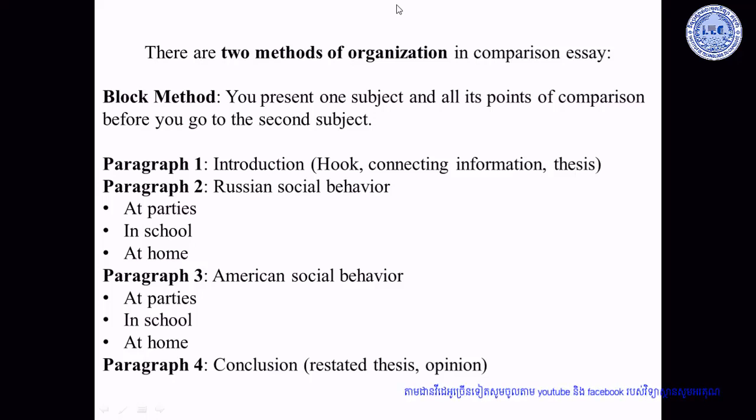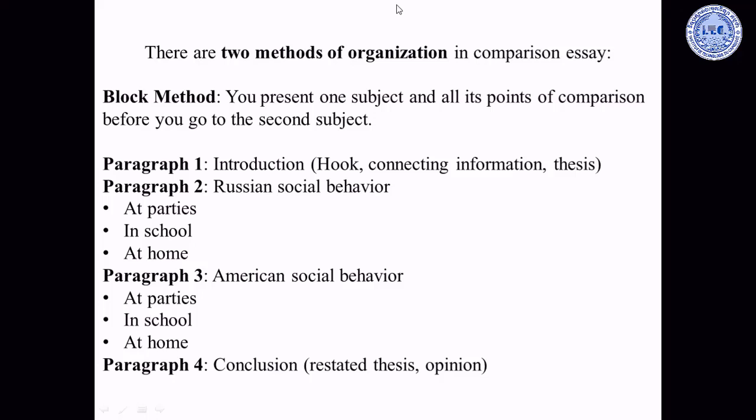Paragraph 3 is still a body paragraph. After we mention Russian social behavior, in paragraph 3 we have to mention American social behavior. At the same time, we have to mention its points in American social behavior, such as at parties, in school, and at home.